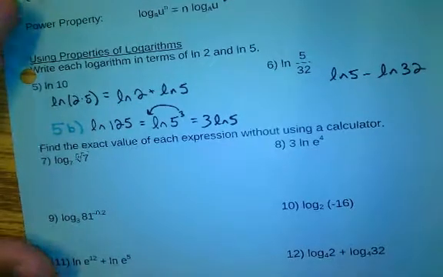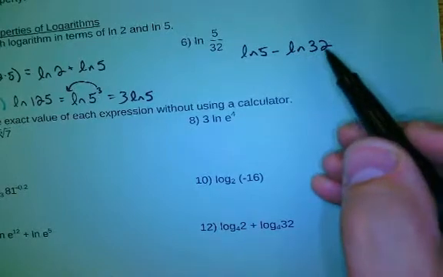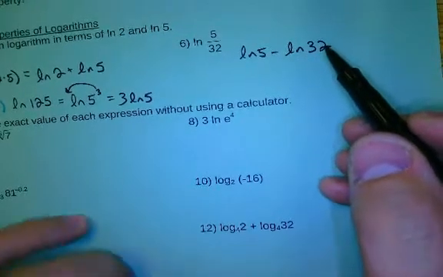Okay, so we have an extra step there. What you said is correct. ln of 5 minus ln of 32. 32 can be broken into 2's. How many 2's go into a 32?